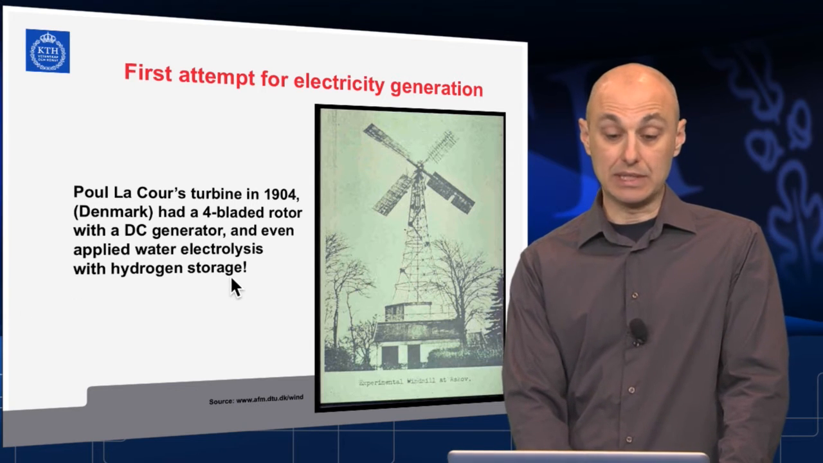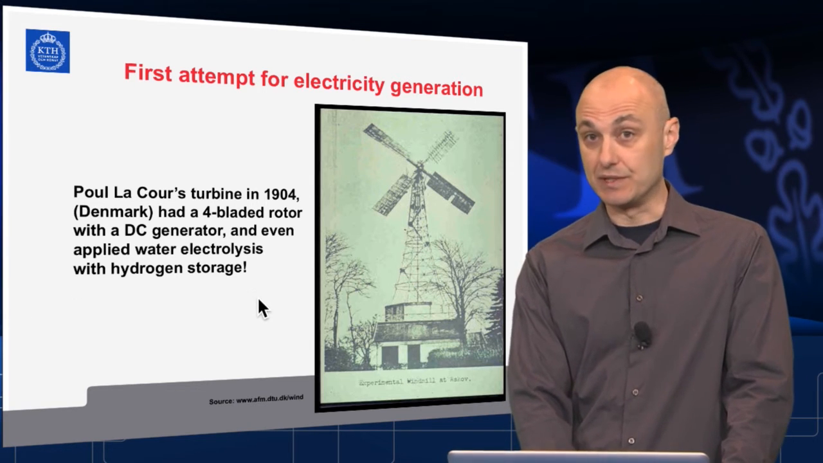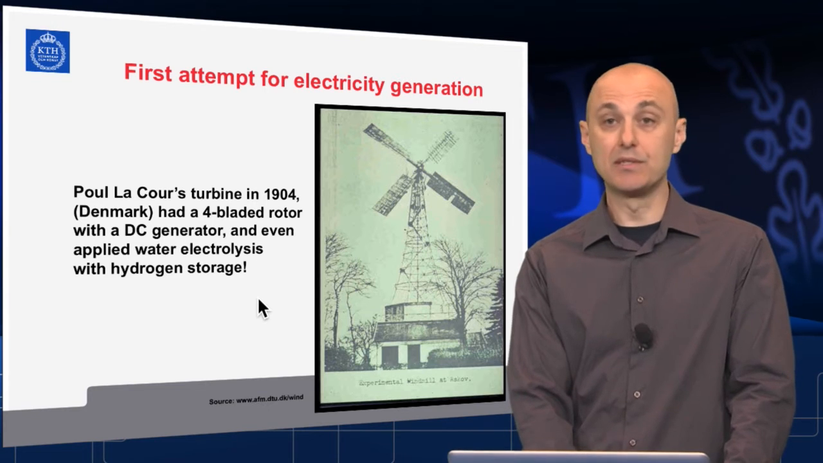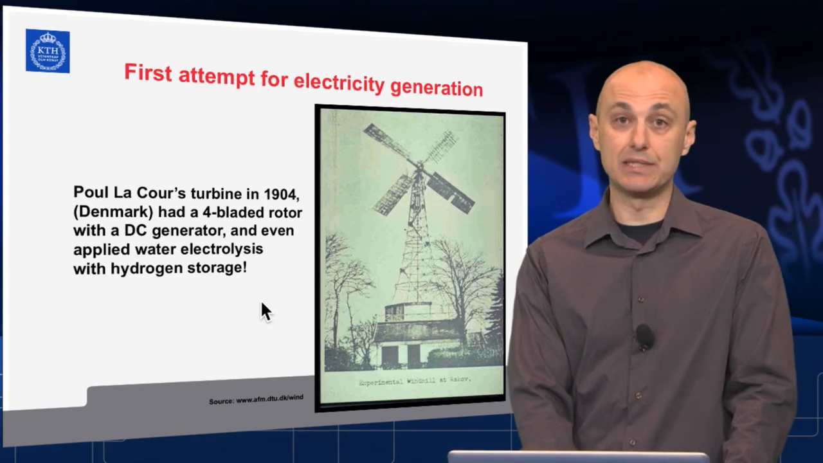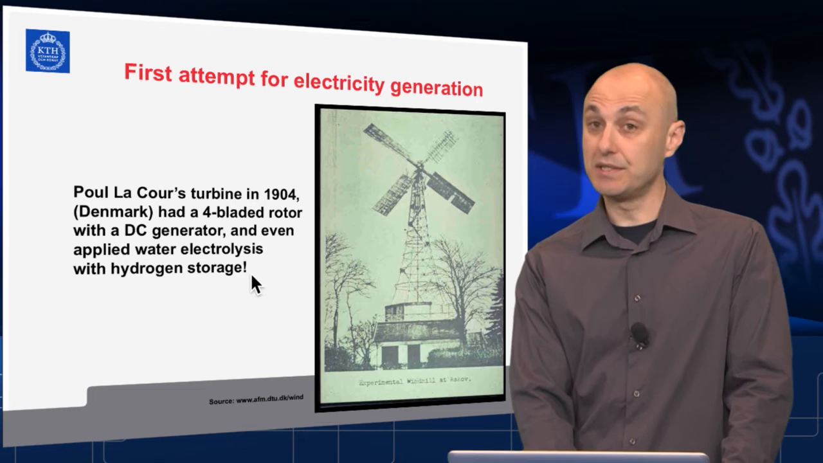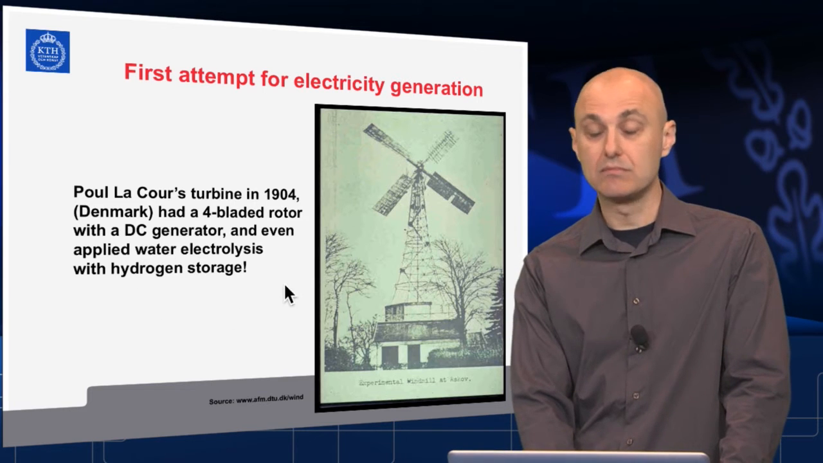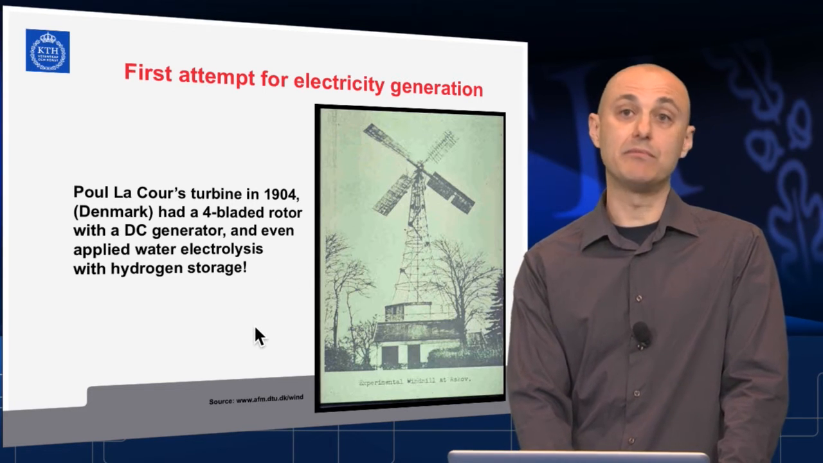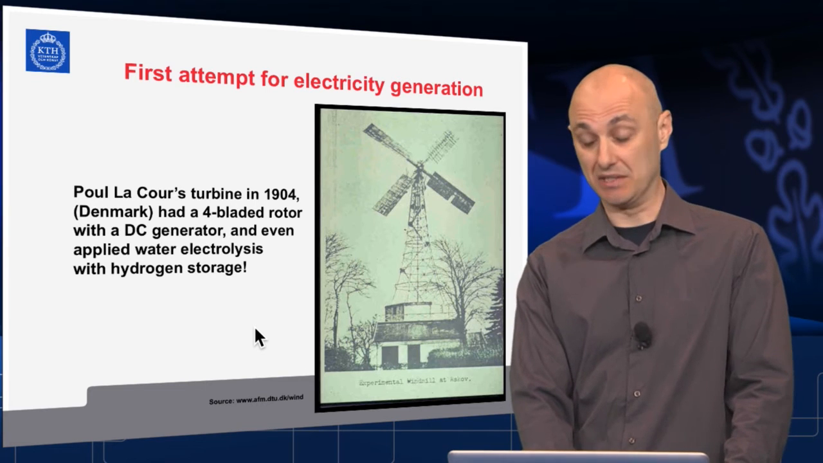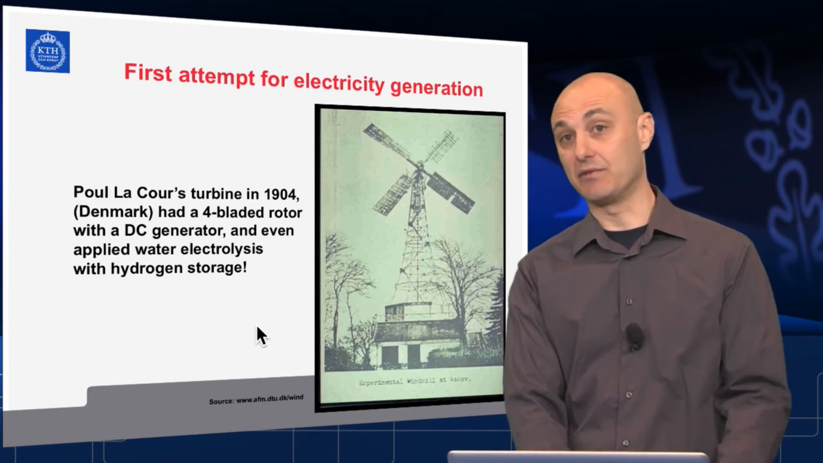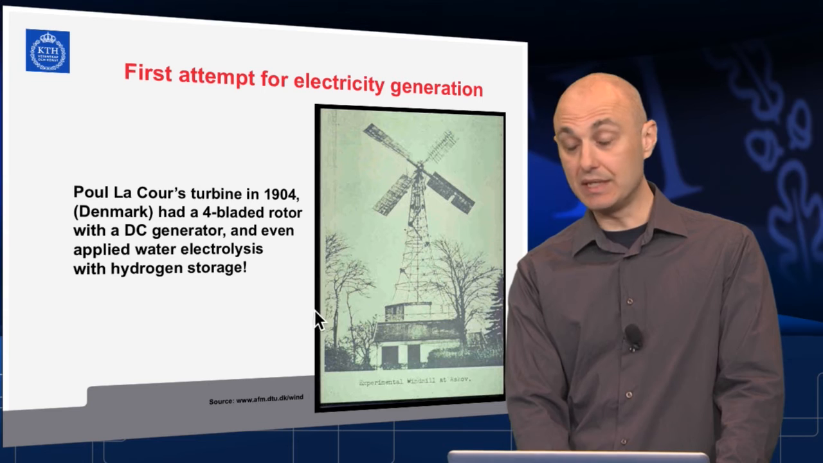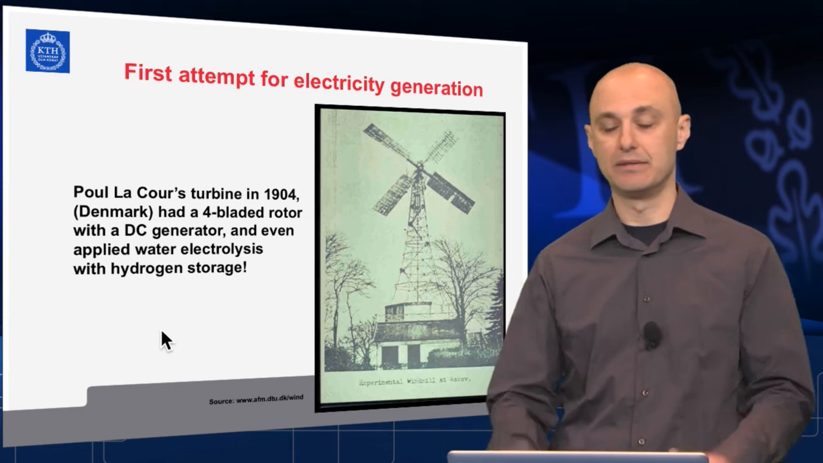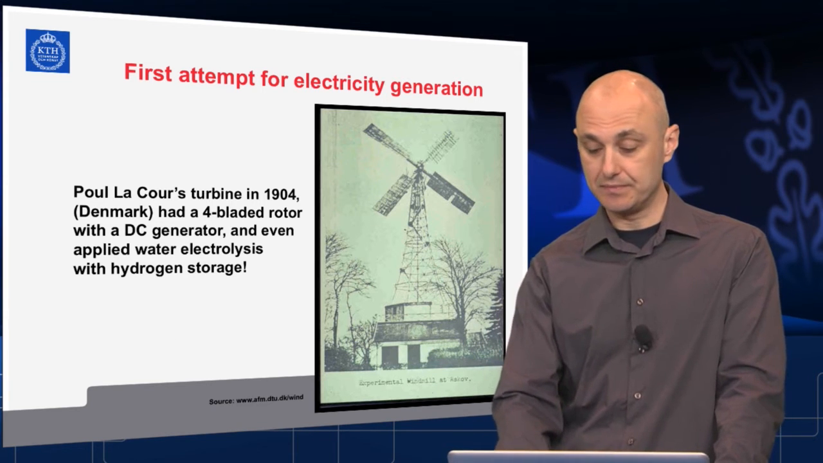Poul la Cour even attempted water electrolysis more than 100 years ago. We are still talking about water electrolysis. Nobody's really doing it, with hydrogen storage. Hydrogen was interesting at the time for lighting. Nobody was driving engines on it. Lighting and heating, of course. And it was used inside the school, in the lab there, actually by all the students.